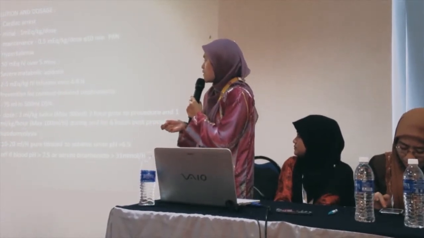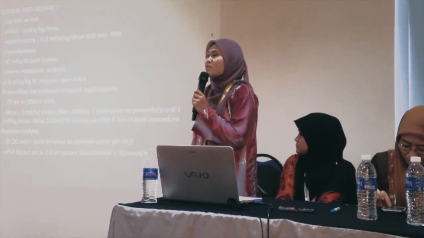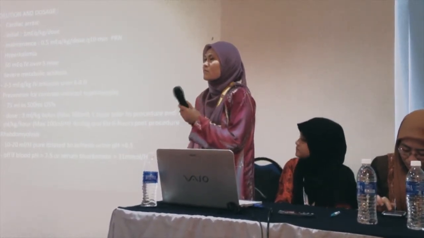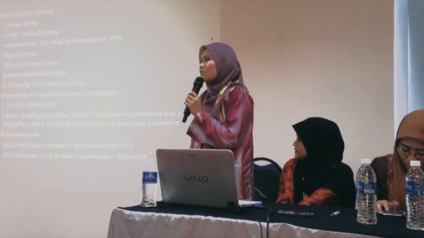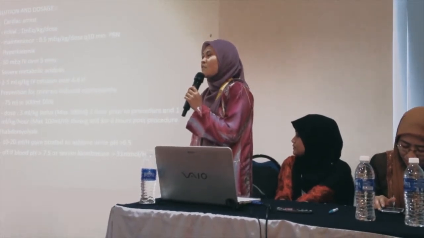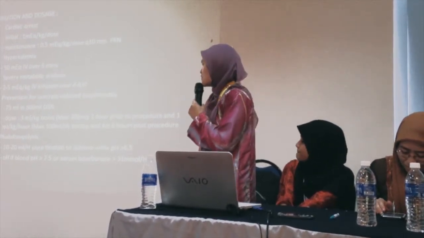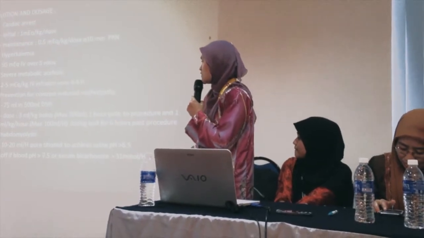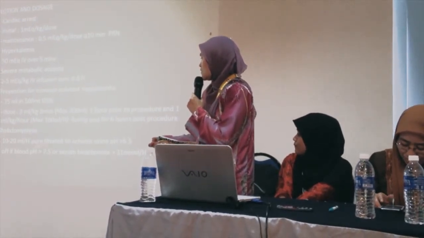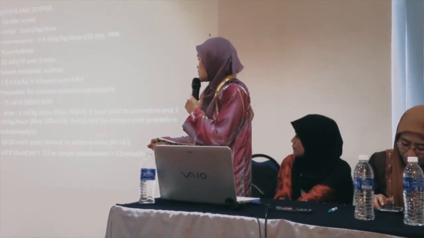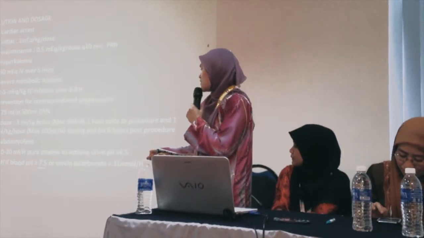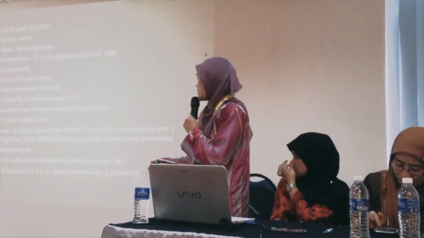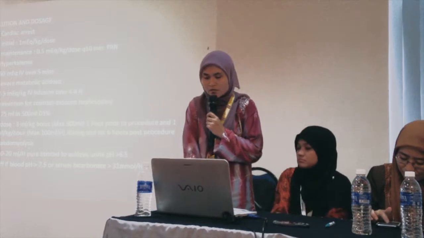Next one is for rhabdomyolysis. Who knows what is rhabdomyolysis? Usually doktor cakap CK. Right? It's the muscles. Okay? Breakdown of the muscle. So 10 to 20 ml per hour, titrated to achieve the urine, you look at the urine pH more than 6.5, or the blood pH more than 7.5, and also serum bicarbonate more than 1 mmol per hour.